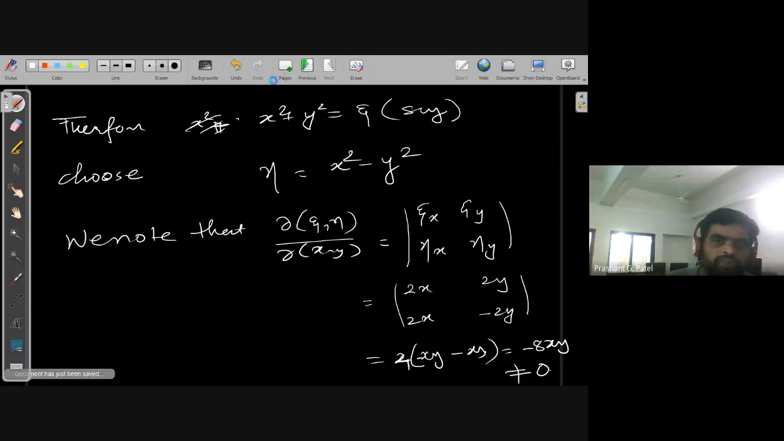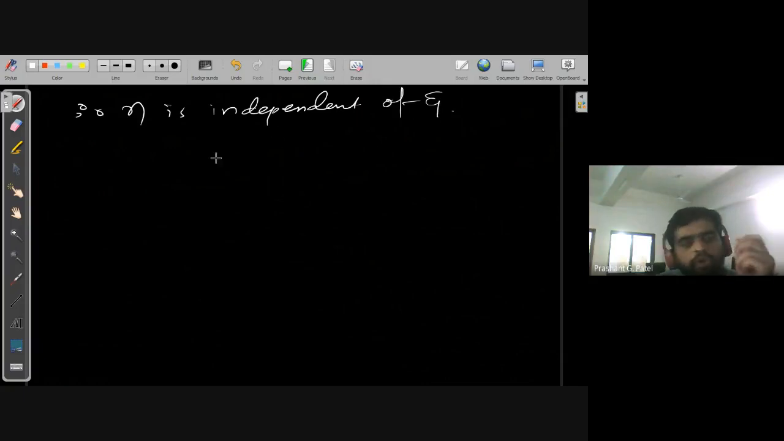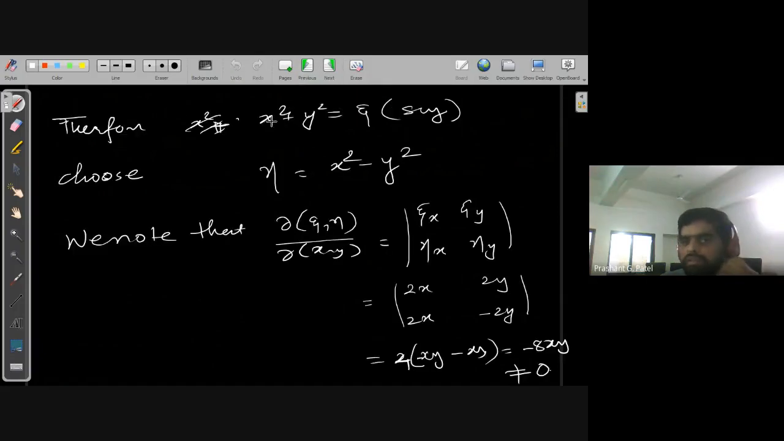So therefore we can say that eta is independent of xi. So in this parabolic type, you have to find one eta which should be independent from xi. So here it is better to choose the value of eta as x square minus y square. You can choose any other value, but for simplicity, we will take the conjugate of this value.